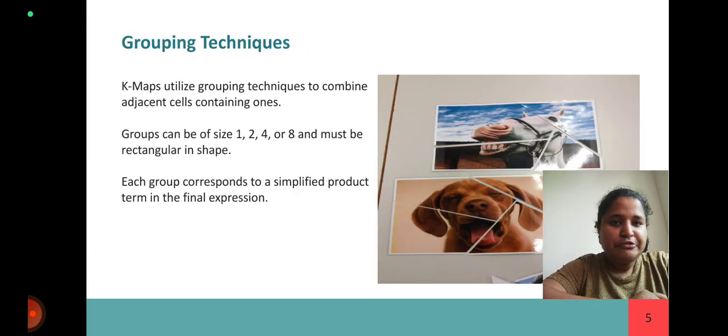The next most required topic is grouping techniques. K-map utilizes grouping techniques to combine adjacent cells containing ones. Group sizes can be 1, 2, 4, 8, and must be rectangular in shape. Each corresponding group is simplified and produces a product term in the final expression.